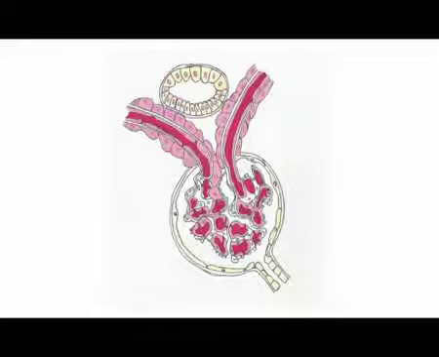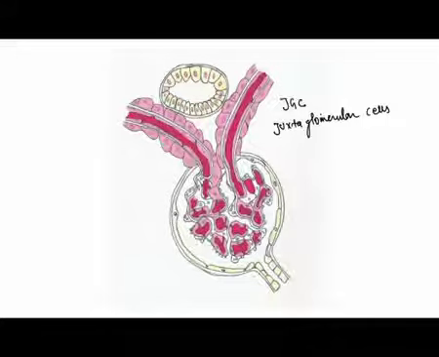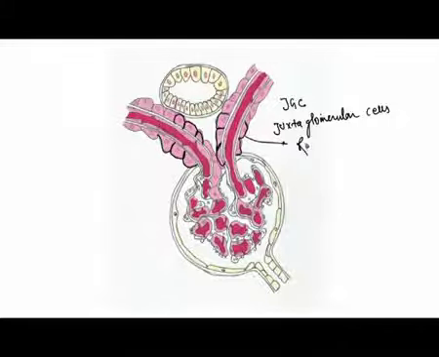That's why they are called JG cells, or simply juxtaglomerular cells, and these cells are here. These are some of the modified cells which are very much defined to secrete a very specific kind of enzyme, and what we discussed is that this enzyme is renin.